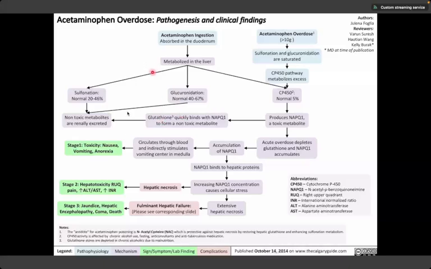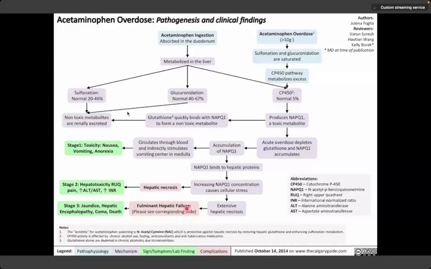Now, when your glutathione is low, we can't metabolize NAPQ1, and you end up with free radical damage to your hepatocytes. And so this has three different stages. These patients present with toxicity: nausea, vomiting, anorexia. Stage 1, stage 2, they become worse: hepatotoxicity, right upper quadrant pain, transaminitis, raised INR, patient going into liver failure. That signifies hepatic necrosis. And then the third one is even worse: jaundice, hepatic encephalopathy, coma, and death. Nobody wants to die. Okay, and that signifies fulminant hepatic failure.